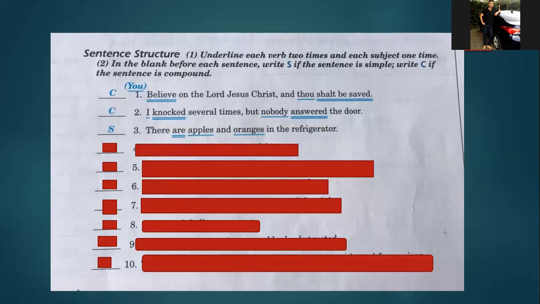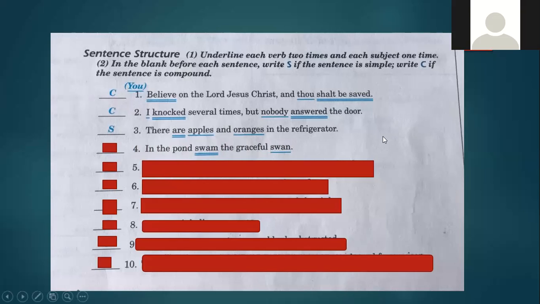So, number four, in the pond swam the graceful swan. In this case, it's talking about an animal, the cisne, swan. The subject is swan, the verb is swam. Yes, let's check it out. In the pond swam, the verb, the graceful swan is the animal in this case. So is it compound or simple? Simple. Let's check it out. Yes, it's correct. Number five. Number five says, Cindy wrote a poem and the teacher, what? Read it to the class, in this case, in simple past.